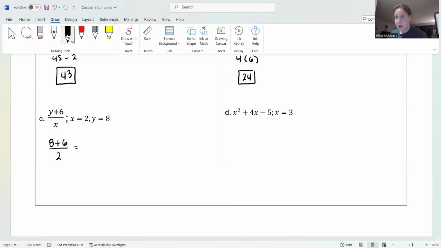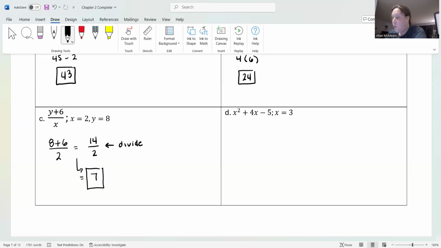So in the numerator, we have addition. So we want to take care of 8 plus 6, which is 14. The numerator being the top part of the fraction, we call the bottom part the denominator. The bottom part of the fraction is 2. And remember, this really just means divide. So we could say, okay, well, 14 divided by 2 is 7. So if I take the expression y plus 6 divided by x and I evaluate it when x is 2 and y is 8, we get 7.